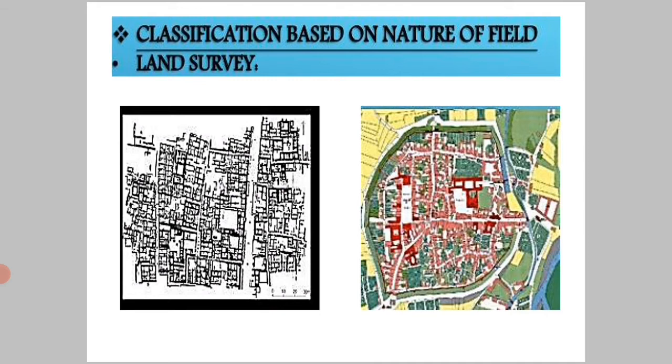Classification based on nature of field. So first is the land survey. What is land survey? Land survey is done on land to prepare plans and maps of a given area. And topographical, city and cadastral surveys are some of the examples of land surveying.